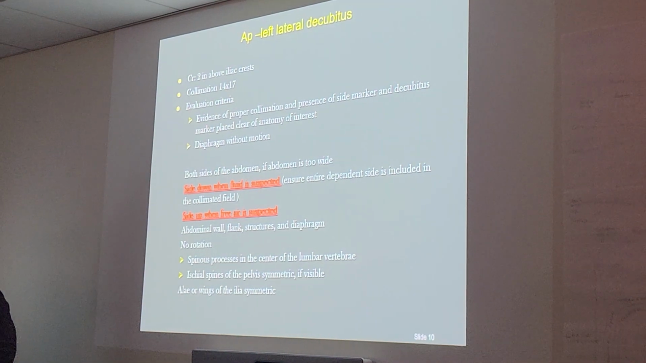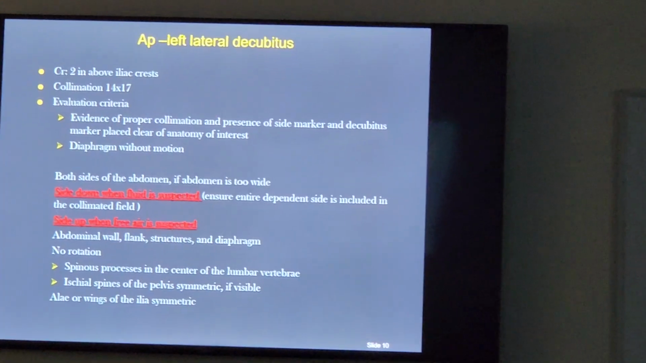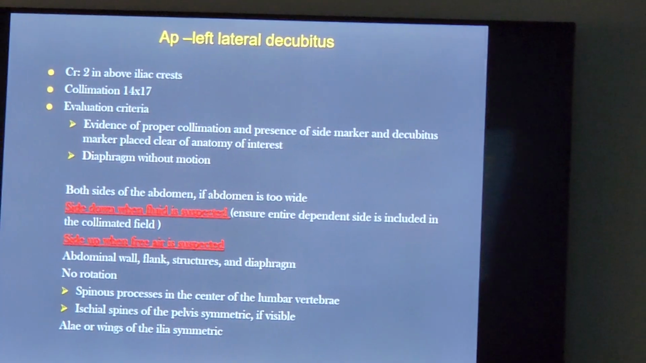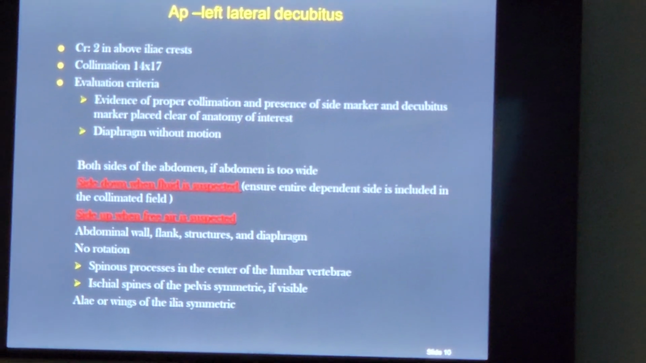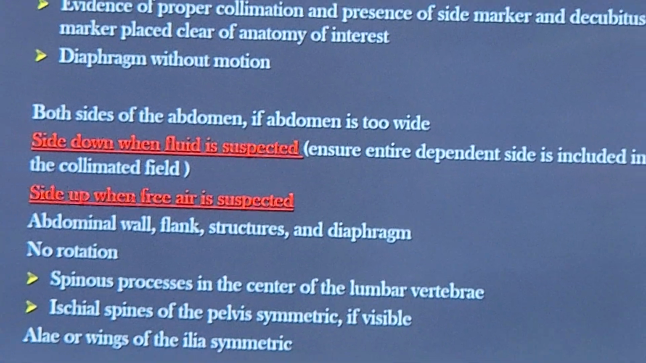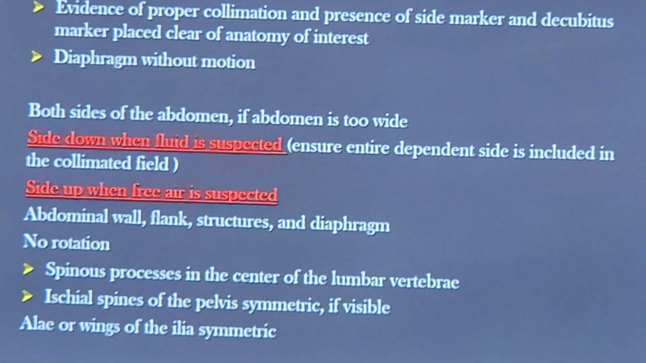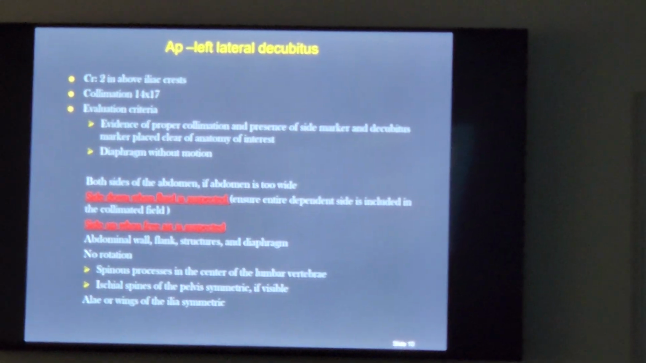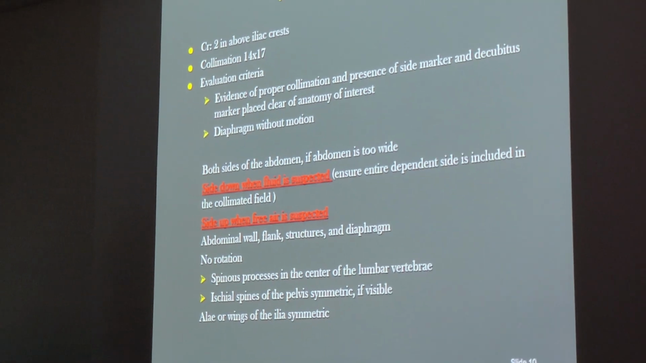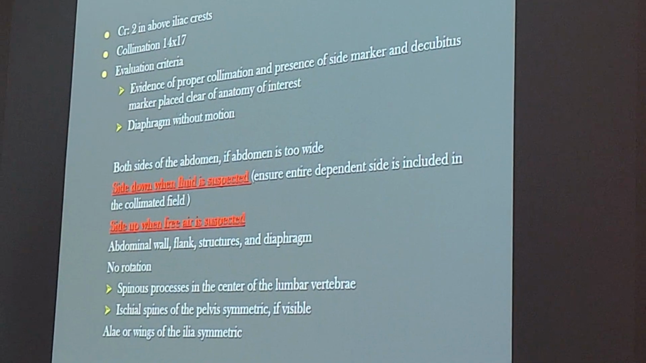Not down there. The alien is there. All right, focus. Let's talk about left lateral decubitus abdomen. Where do we center for that? Collimation and evaluation criteria stay the same. When you suspect fluid, side down. When you suspect air, side up. Right. Rotation, everything is still the same, just as we do for an AP abdomen.